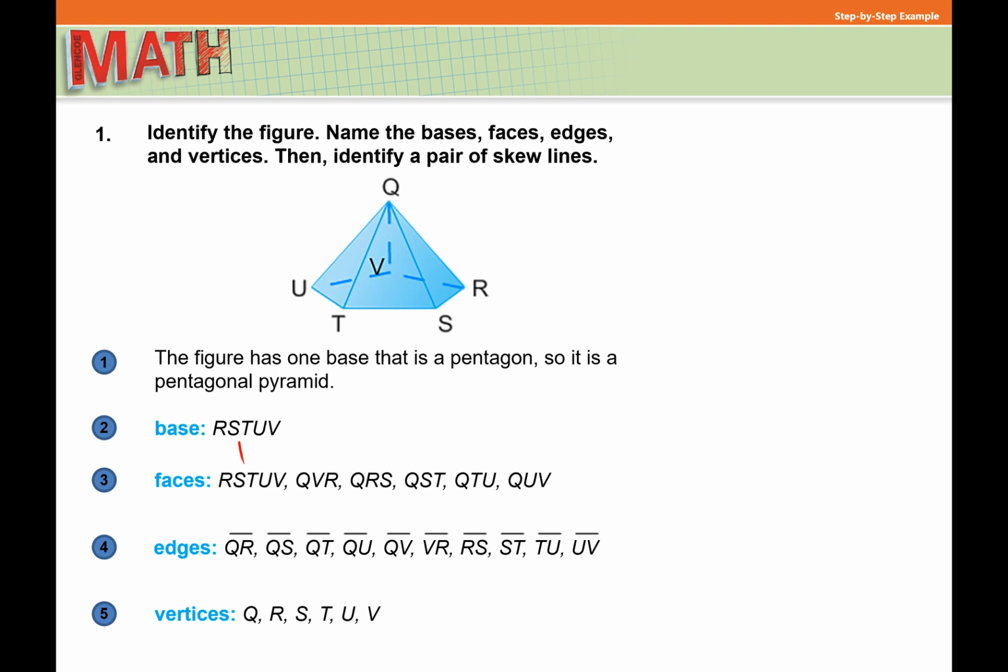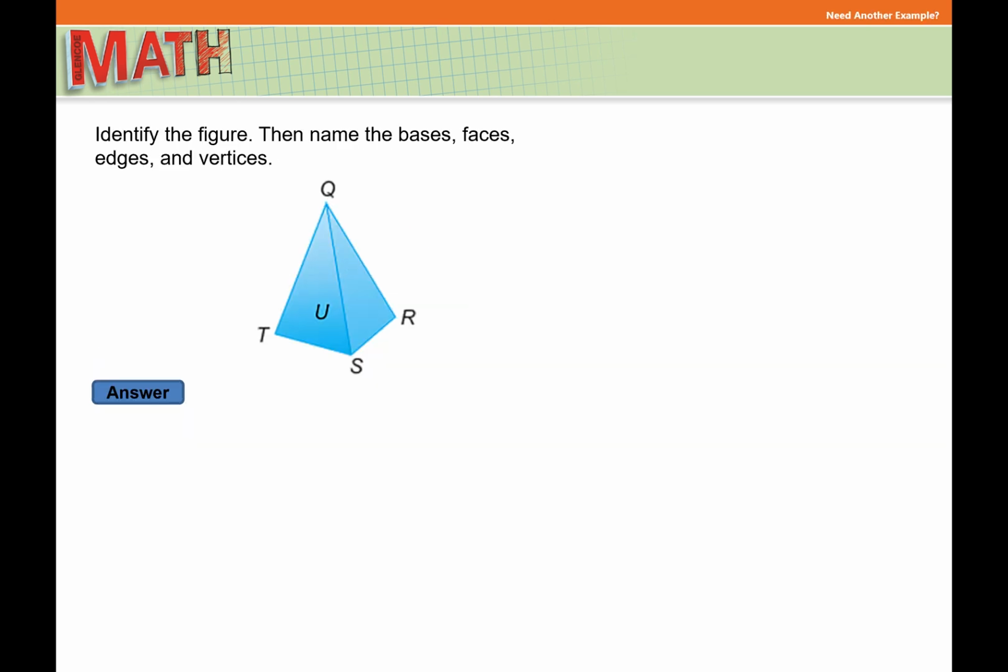Obviously, all the points. Now, the pair of skew lines. What about those? Well, remember, skew lines are two lines that are not parallel and they will never cross. So let's just think TS, line TS and QV. Those lines are not parallel and they will never cross. So those would be considered skew lines. Okay, now you go ahead and work your way through this one. Check your answers when you're done.